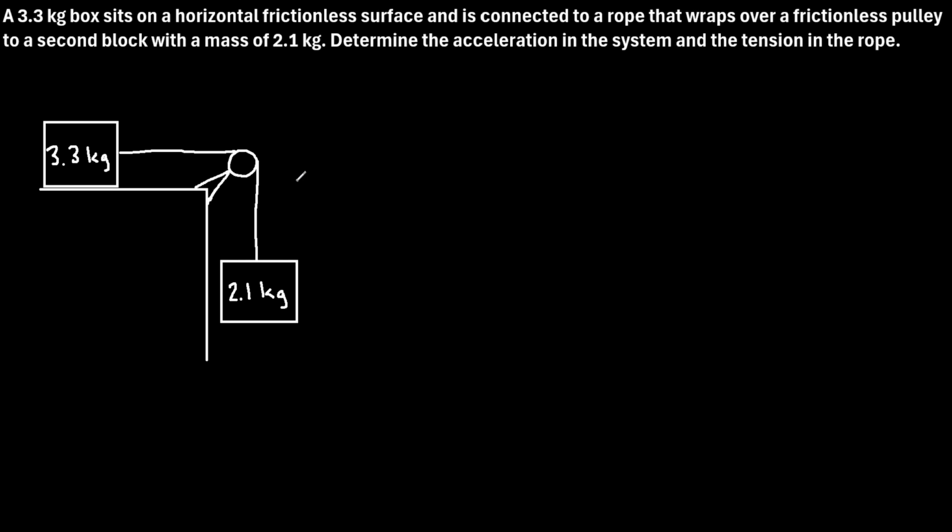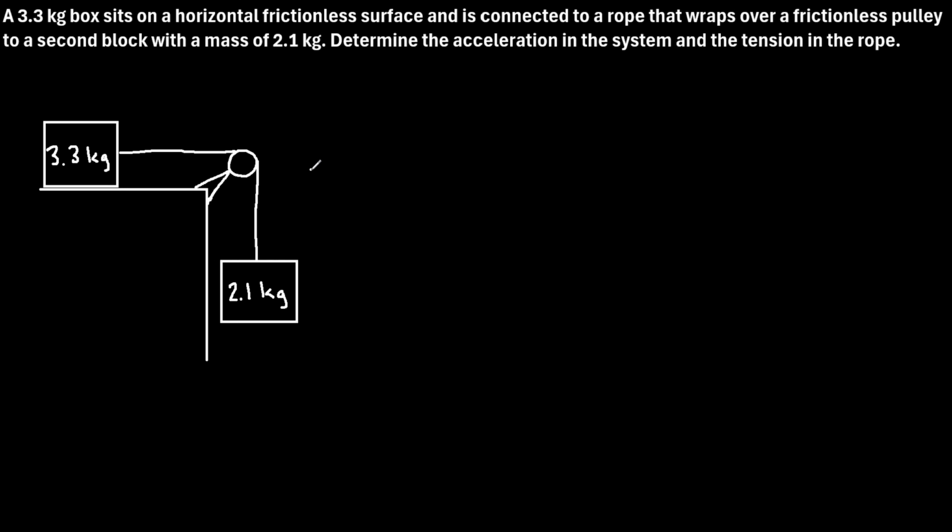So I've gone ahead and sketched out this situation here. We have this first block, which is 3.3 kilograms in mass, and it's connected by a rope and a pulley to a second block that's hanging over this edge, and this second block has a mass of 2.1 kilograms. Our question is, what is the acceleration in the system and what's the tension in the rope?